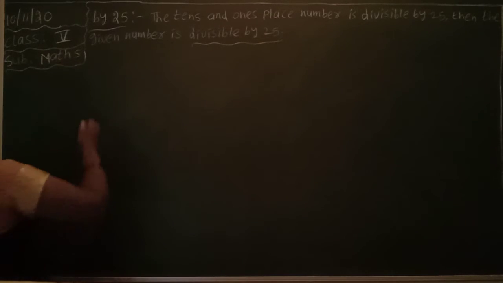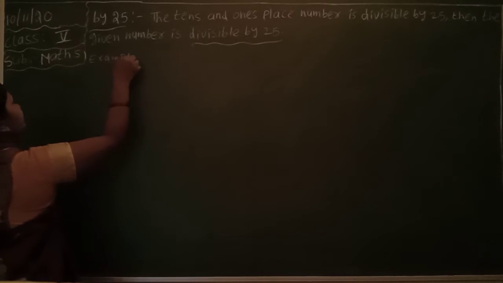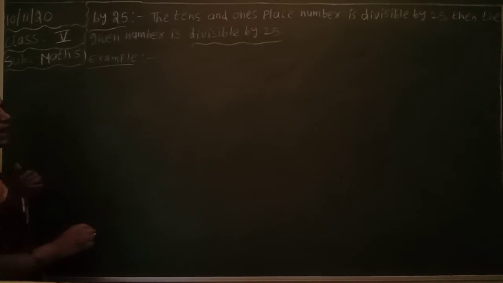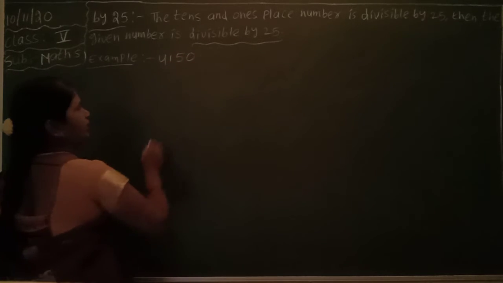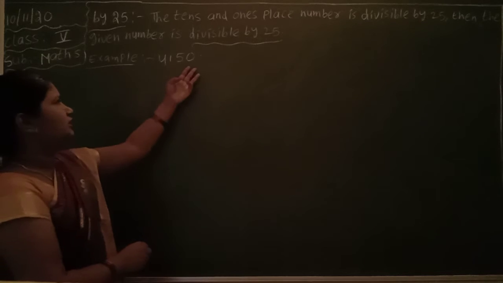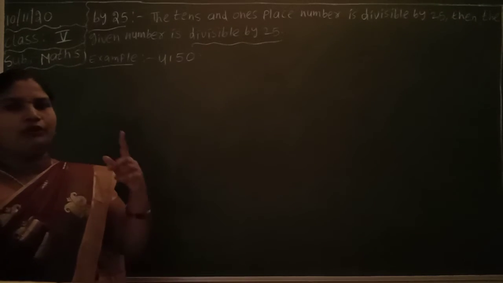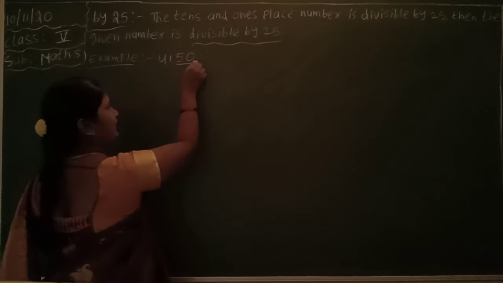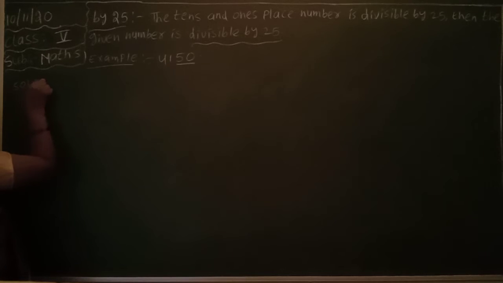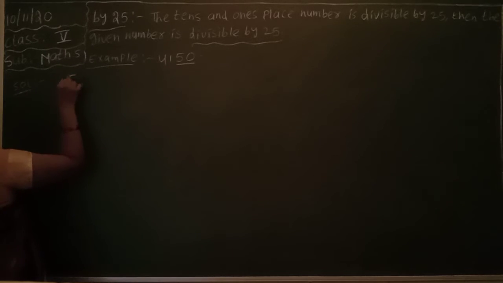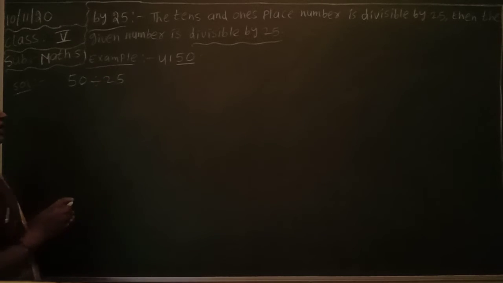Here I will explain with examples. First example, take 4150. Here they have given a 4-digit number. In this 4-digit number, what do we have to observe? You have to observe only the tens place and ones place. Solution: first of all, you have to check whether these two digits are divisible by 25 or not.